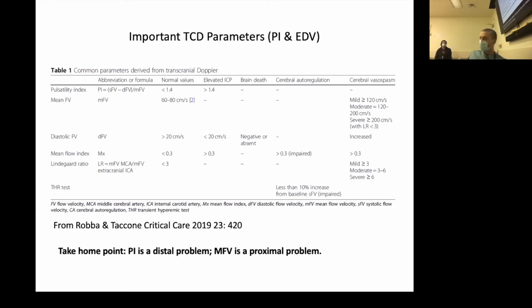What that pulsatility index is really telling you about is distal things, and distal things are ICP problems. So when you see a pulsatility index that's very high, in your mind you should think, that's a distal problem, that's an ICP problem. Whereas if you see high mean flow velocities, that's a proximal problem, and you should think of vasospasm. It's a little bit oversimplified, but: MFV, proximal, vasospasm. Elevated PI, distal, ICP problem. So I separate those two things in my head.